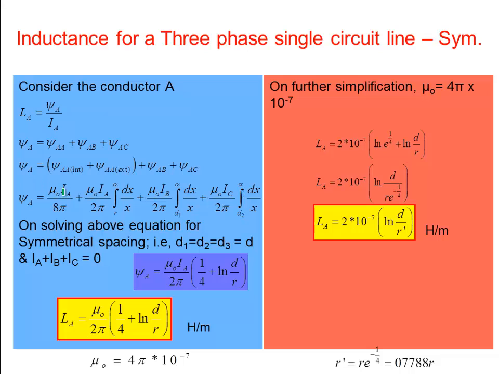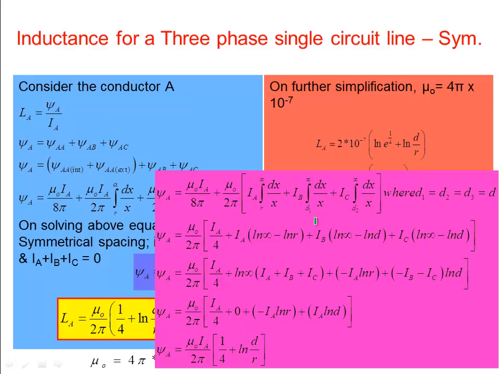Now we have to solve this equation in order to get the perfect solution. How to solve this one? If you rearrange this equation, then we will get the equation in terms of natural logarithm: Ln infinity minus Ln r, Ln infinity minus Ln d1, Ln infinity minus Ln d2. Already we know d1 equal to d2 equal to d3 equal to d, so simply in place of d1 and d2 we are just putting d here.